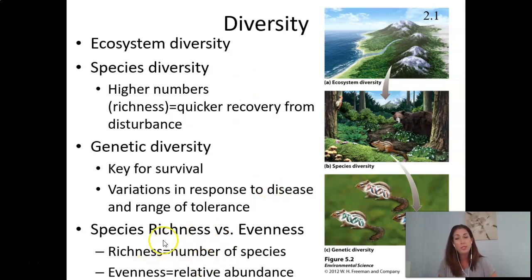So two key terms that we take a look at are species richness and species evenness. So remember that species richness is the number of species. But one key thing that we need to remember is it's not just the number of species, but it's also the relative abundance. So I'm going to show you two pictures here, and on some measures they have equal diversity, but on some measures they don't.